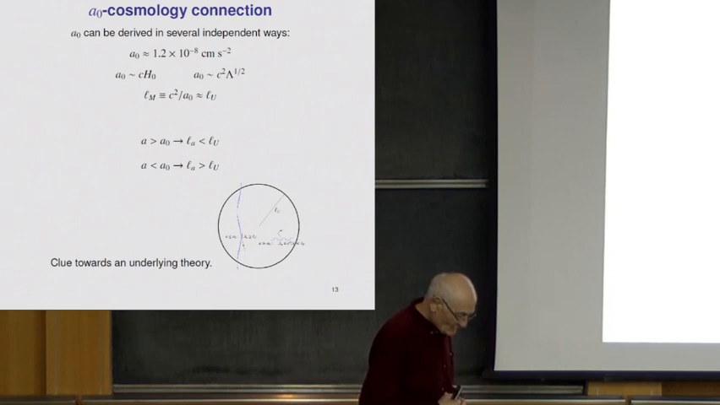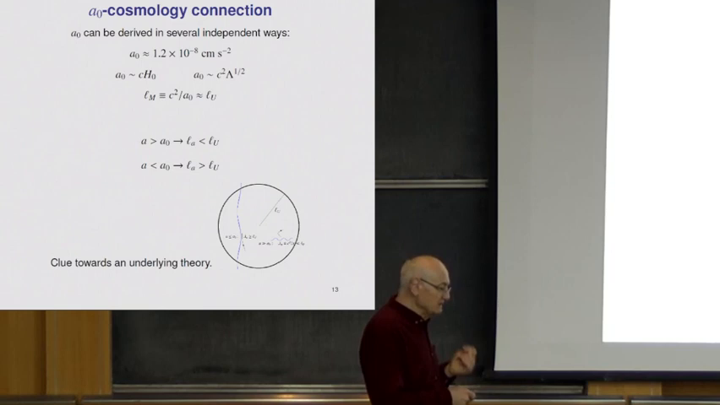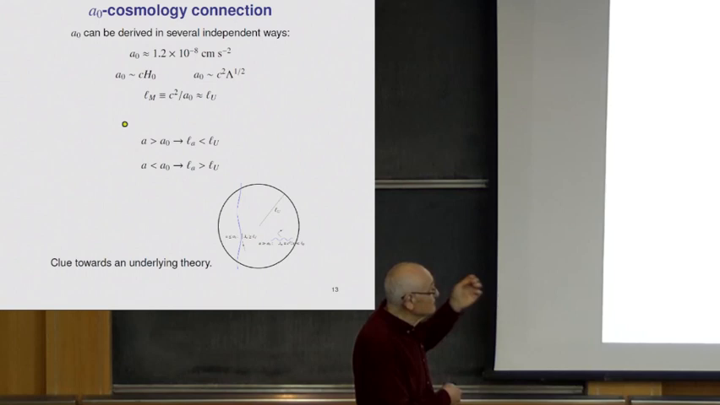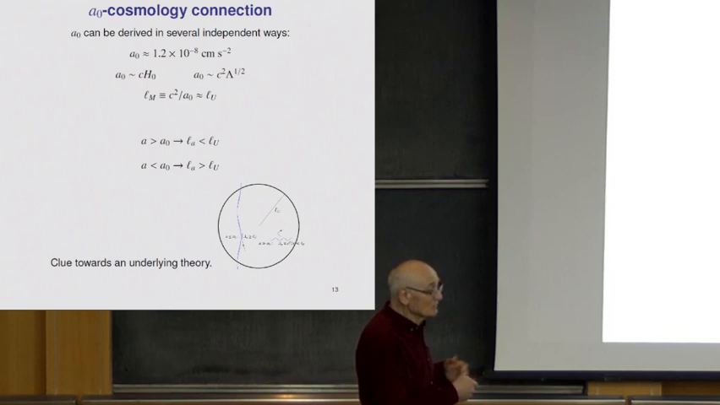So in fact, if you have a system with some acceleration a, you can attach to it a meaningful length, which is c squared over a. So dimensionally, what I wrote is the following. You can use a naught to define some length. Let's call it the MOND length, which is just c squared over a. This is from dimensions. And the statement above here just means that this length is of the order of the size of the universe today.